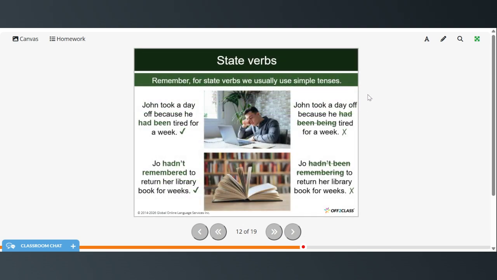And if you had different answers than the ones I came up with, you can share those in the comments and explain the reason why you chose the answers that you did to generate some discussion. Now remember, for state verbs, we usually use simple tenses. John took the day off because he had been tired for a week. So we would not say John took the day off because he had been being tired for a week. Joe hadn't remembered to return her library books for weeks would be correct. But we would not say Joe hadn't been remembering to return her library book for weeks.